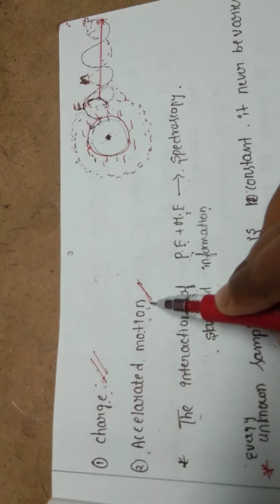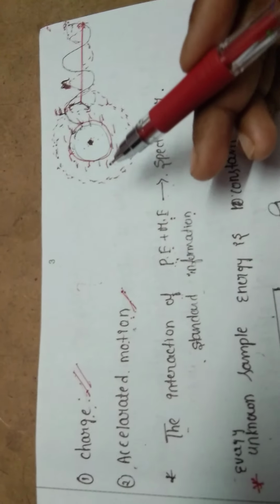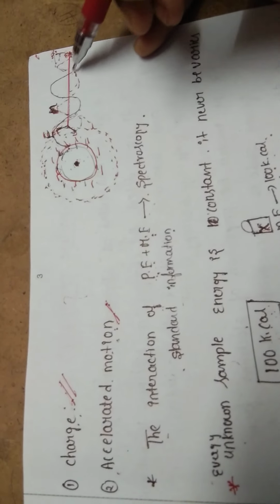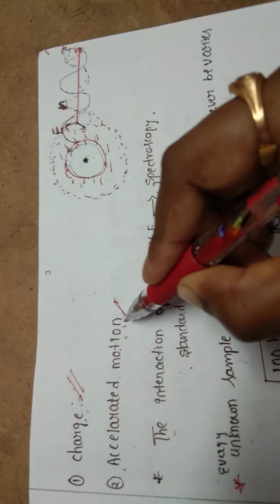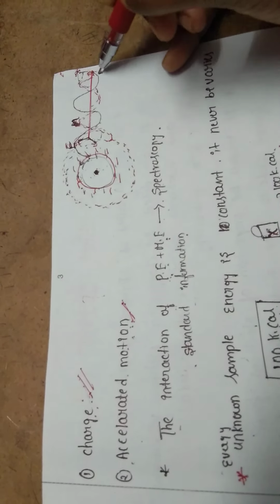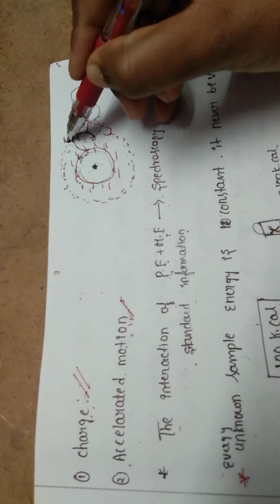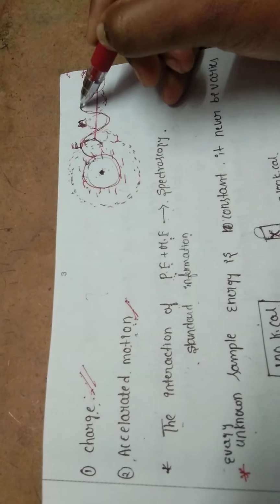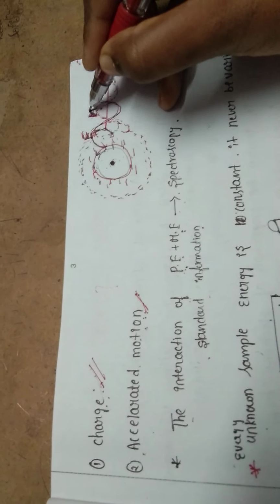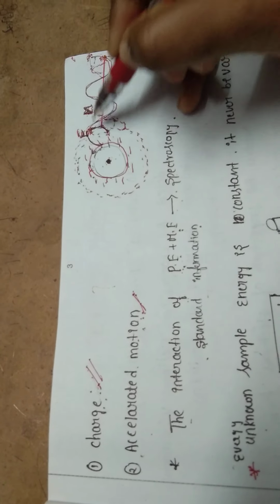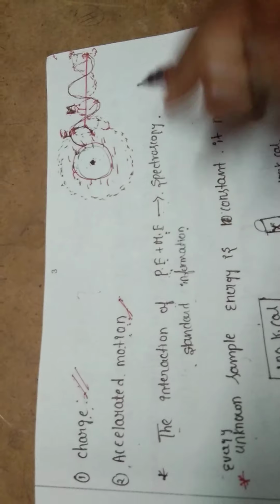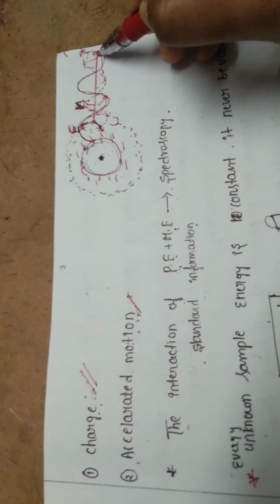So accelerated motion means moving nature, that is kinetic motion. That's why the electric vector travels in wave nature. Because of accelerated motion, automatically the magnetic field also travels opposite to the electric field vector. This line is indicated with the capital E, and this dotted line, the magnetic vector, is indicated with the capital M. These two vectors, electric vector and magnetic vector, are both perpendicular to each other and both perpendicular to their direction of propagation.